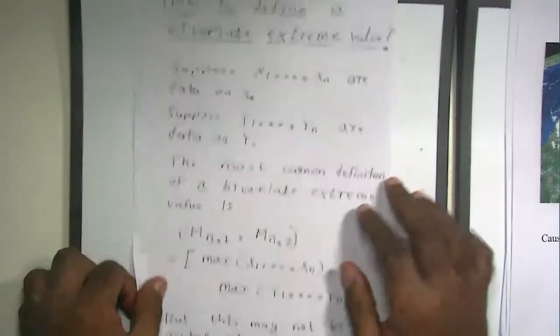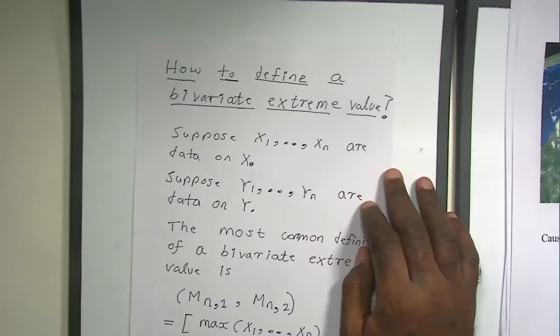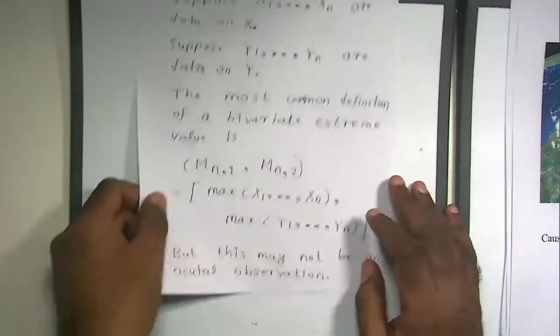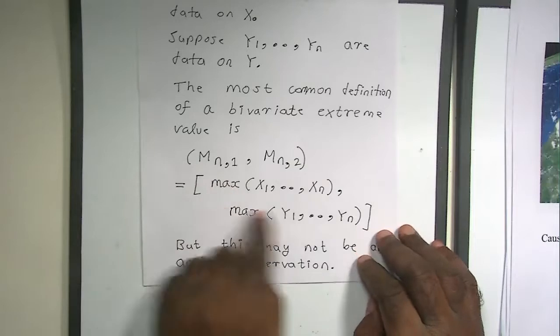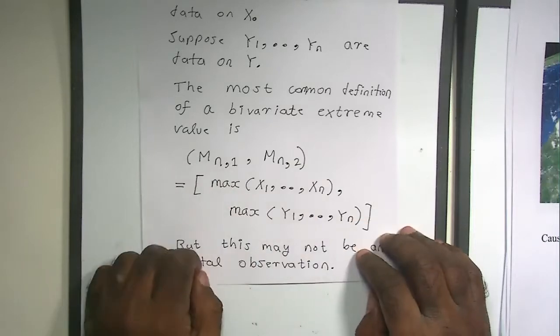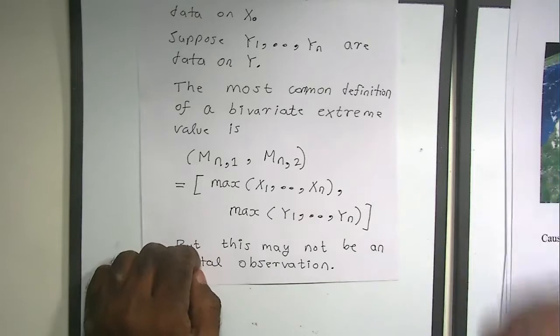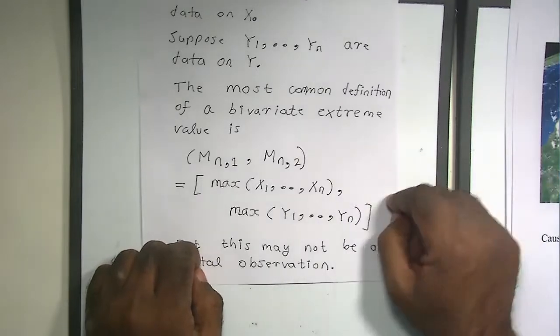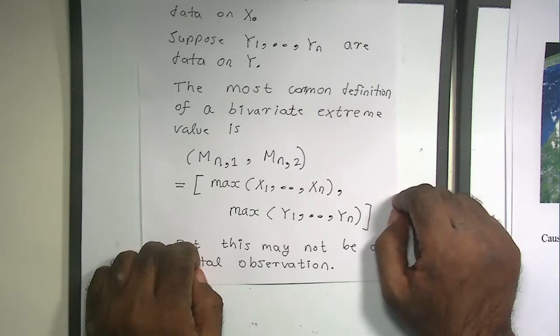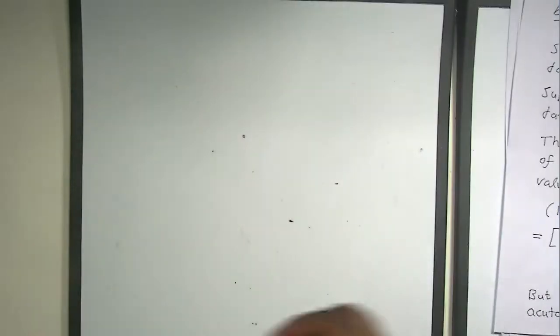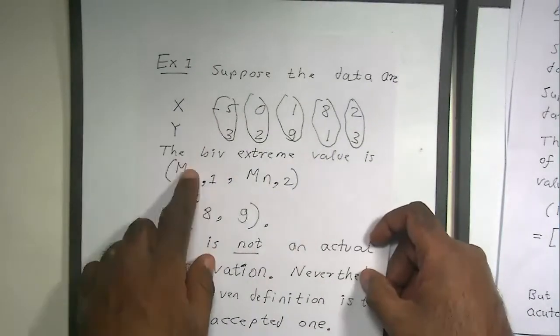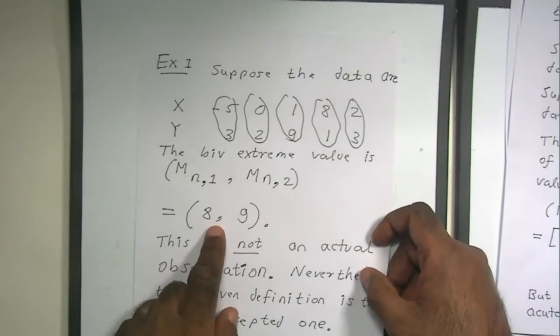And these are some pictures that I showed you last week. I will not show them again. Okay, but then I asked the question how to define a bivariate extreme value, and I said that the common definition is this one here. Although this may not occur, this may not be an actual observation in practice. However, this is the most common definition of bivariate extreme value, right? So this is an example where the bivariate extreme value does not occur. It's not a real data value, okay?